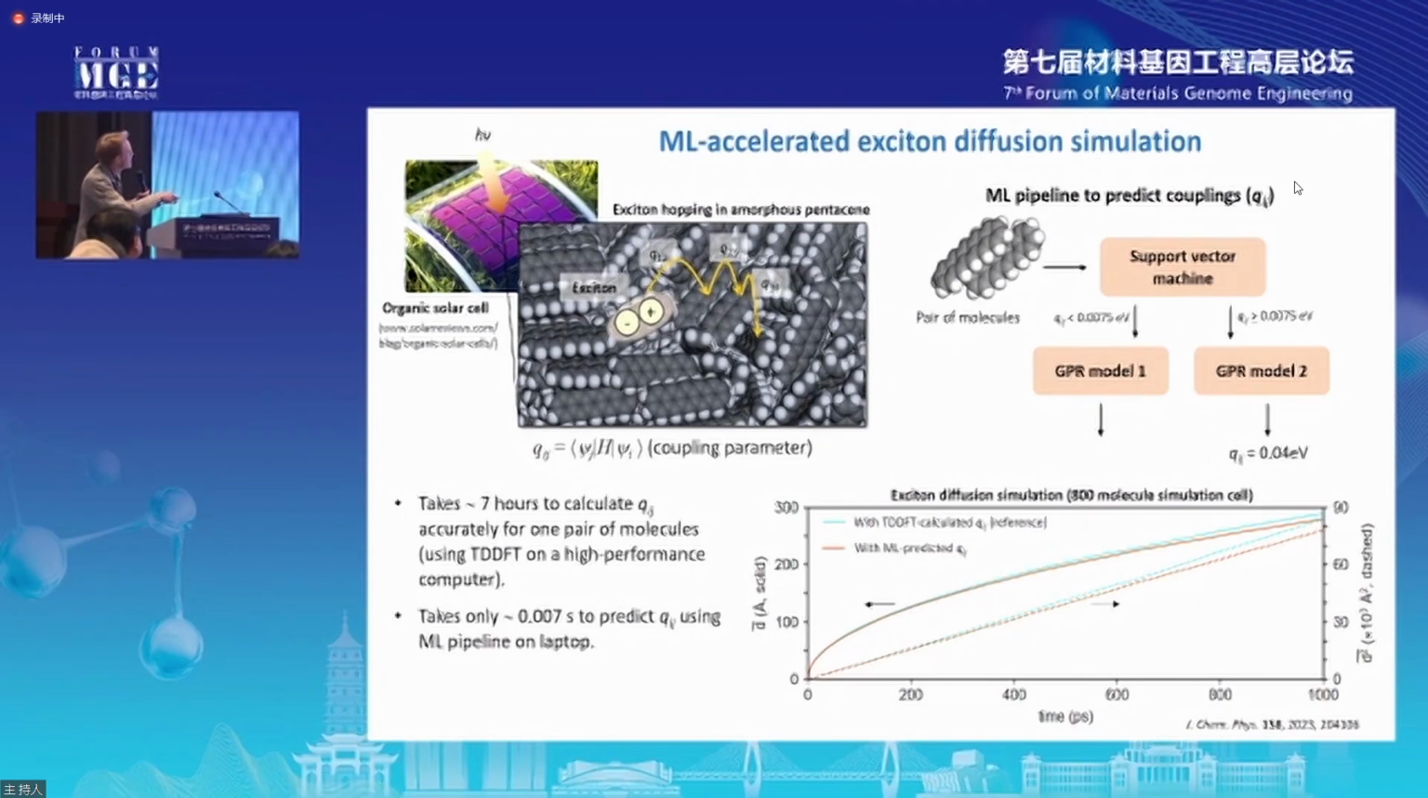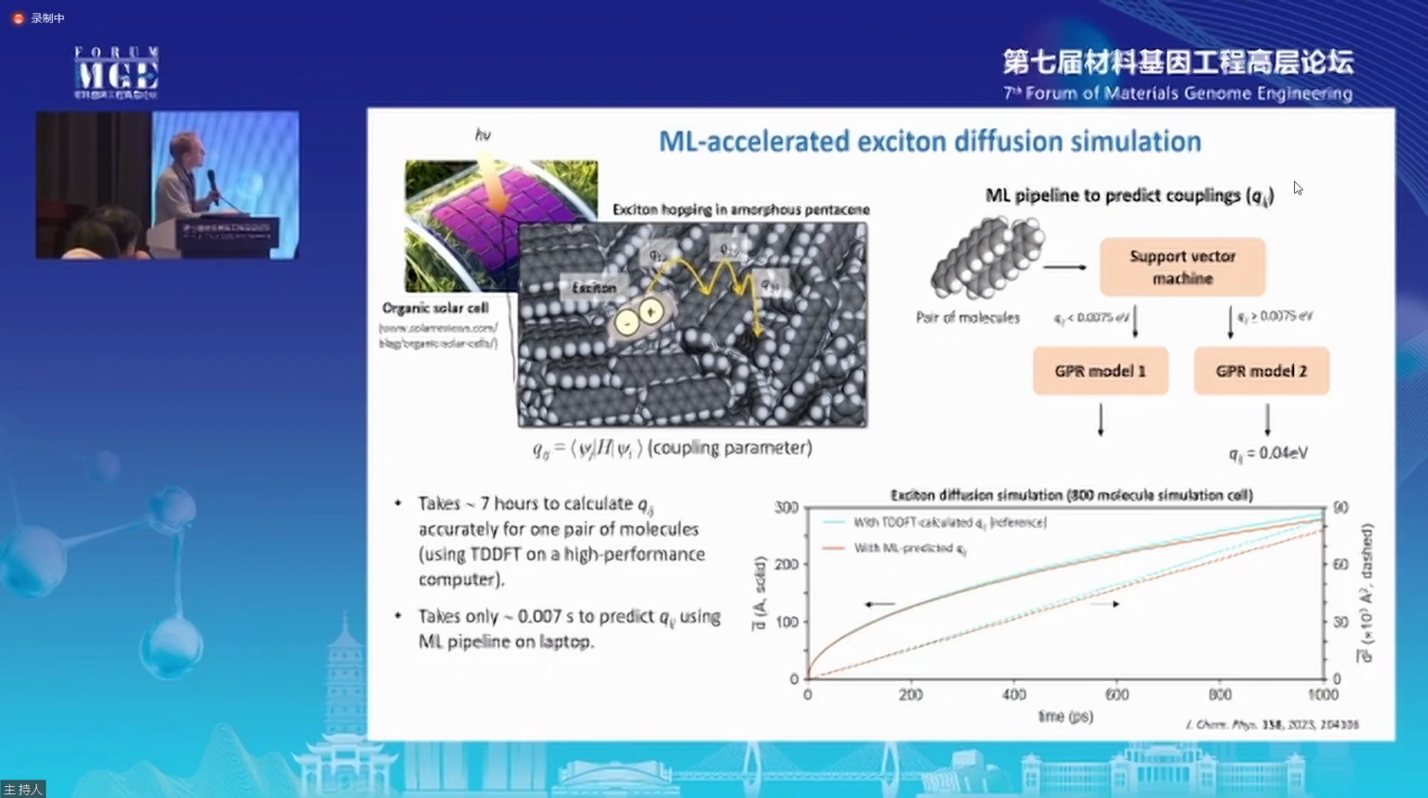And this hopping probability is given by this quantum mechanical formula here. Now, if you want to simulate exciton transport, you've got to calculate these coupling parameters for every pair of molecules. And with time-dependent DFT, that takes about 7 hours on a really good supercomputer. So obviously, you don't want to calculate all of those before doing your simulation. So we made a machine learning pipeline similar to what I presented previously. And this pipeline can predict the couplings very, very quickly, within about 0.007 seconds on this particular laptop here.